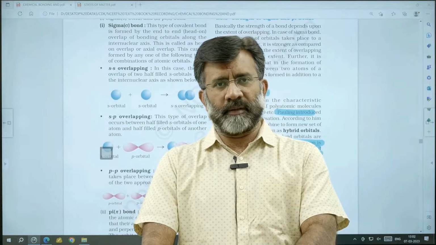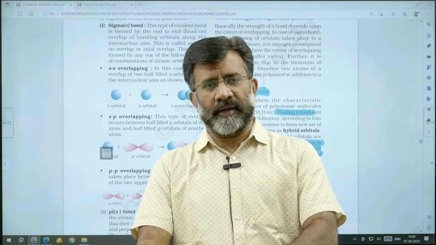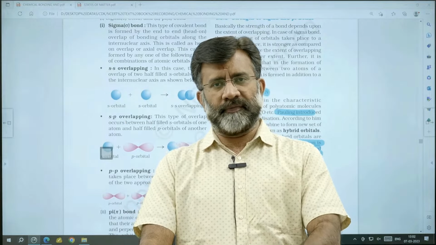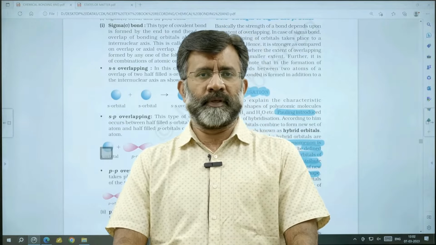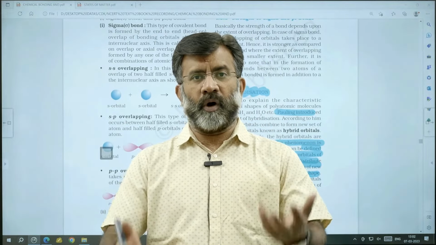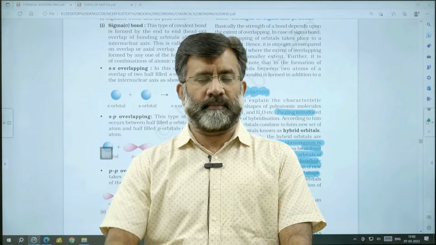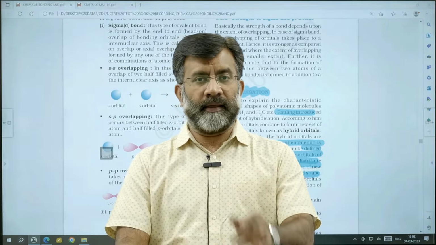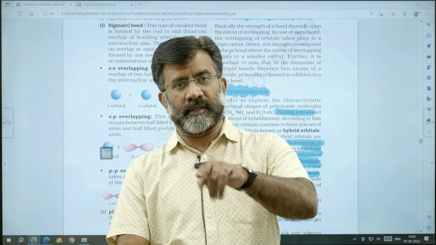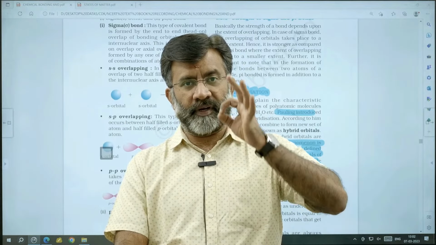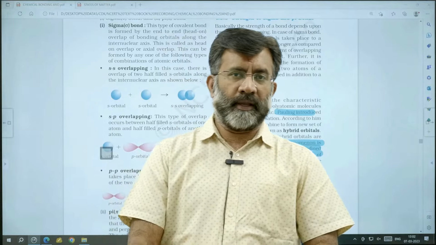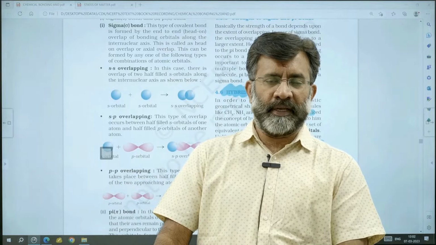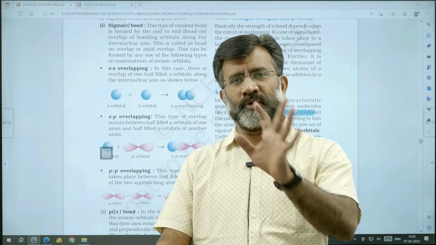It happens by the intermixing of atomic orbitals having differences in their energy and shape, so that you get new orbitals equivalent in number, and they are distributed around the central atom, giving a definite geometry to the molecule. And the new hybrid orbitals are of the same energy and same shape.